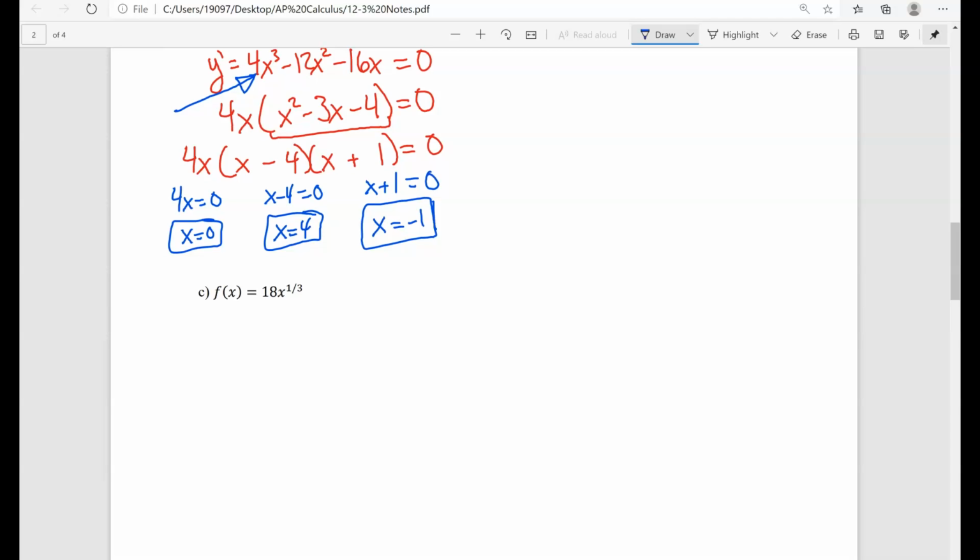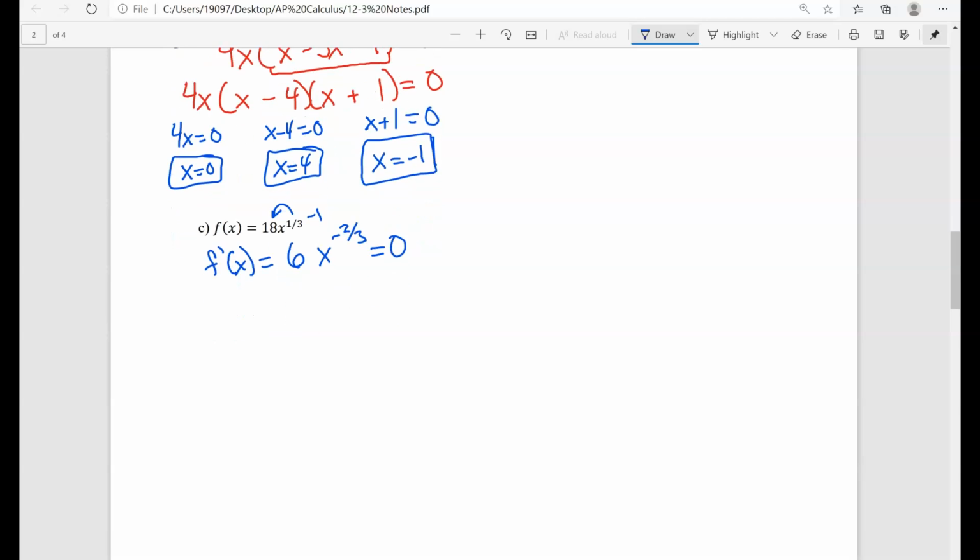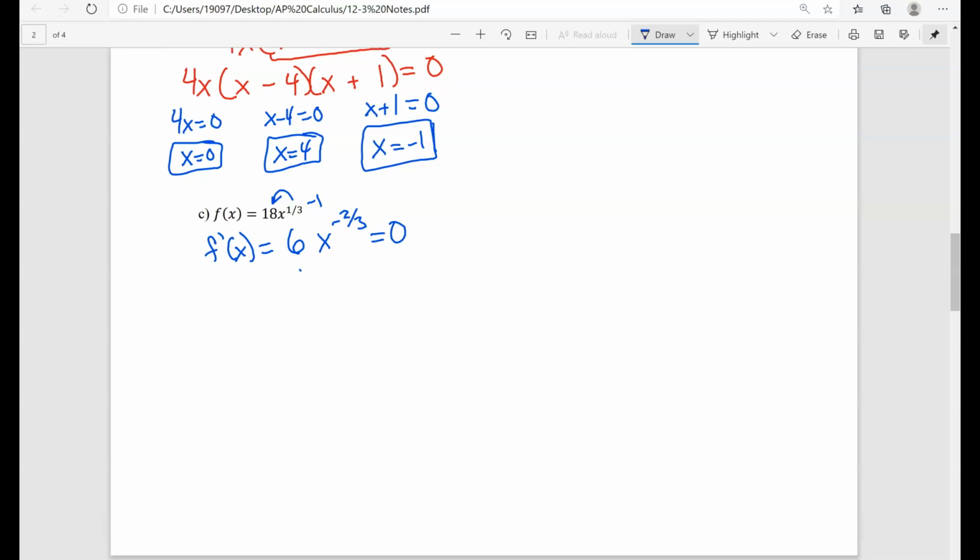So remember, we're going to take the derivative first. So f prime of x is going to be equal to, so I'm going to take the derivative of this guy. So I'm going to move this forward and subtract by 1. So 18 times 1/3, that's going to give me 6x. And then I'm going to have 1/3 minus 1, which is 3 over 3. That's going to be negative 2/3. And I'm going to set this guy equal to 0. Okay. And now let me rewrite this a little better. So let me move the x to the 2/3 on the bottom.